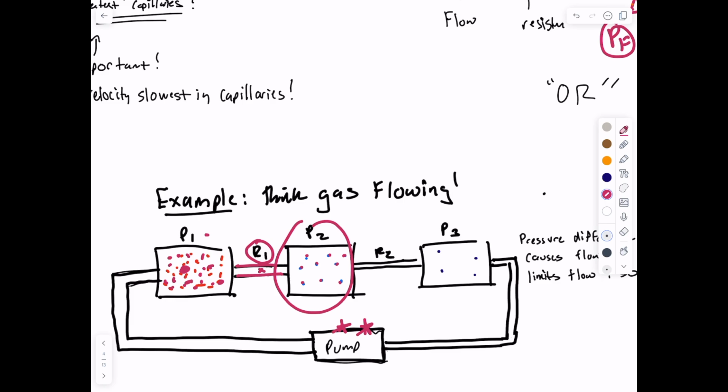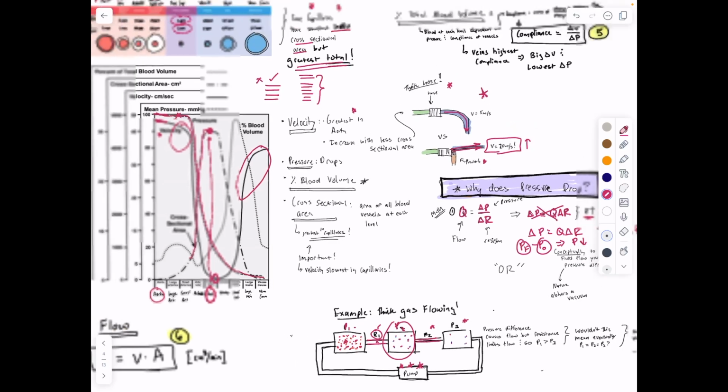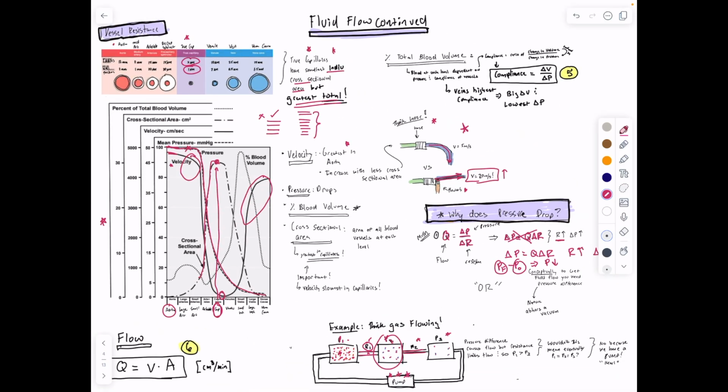So these resistors are going to keep our pressures across different parts of the body from equalizing, when in conjunction with the pump that is the heart. And so as you get further and further away from the heart with more and more resistance, you'll see that the pressure is going to drop overall. All right, and that's what we see here.